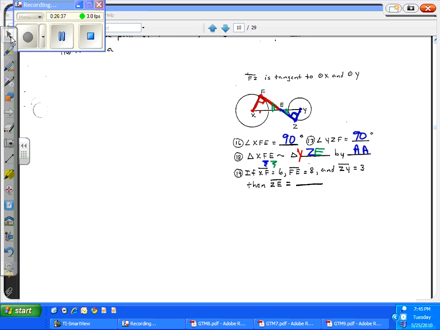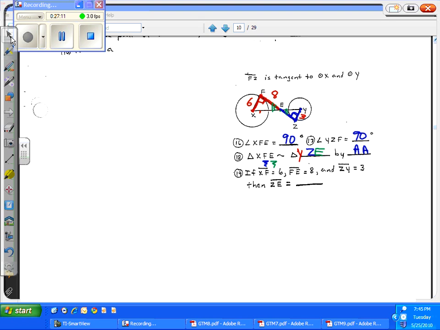Now, if that's true, that they're similar, then that means that the sides are in proportion, right? Similar figures are the same shape. In similar figures, corresponding angles are equal, and corresponding sides are in proportion. So we have FX is 6. We have FE is 8. We have YZ is 3. And we want to find ZE.